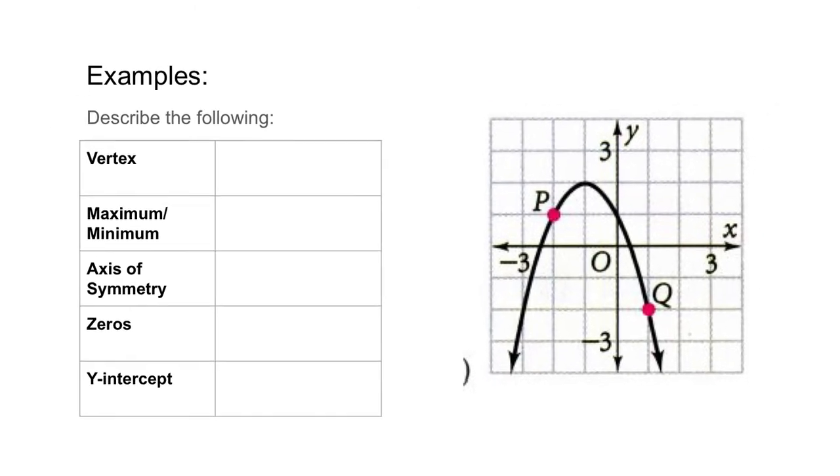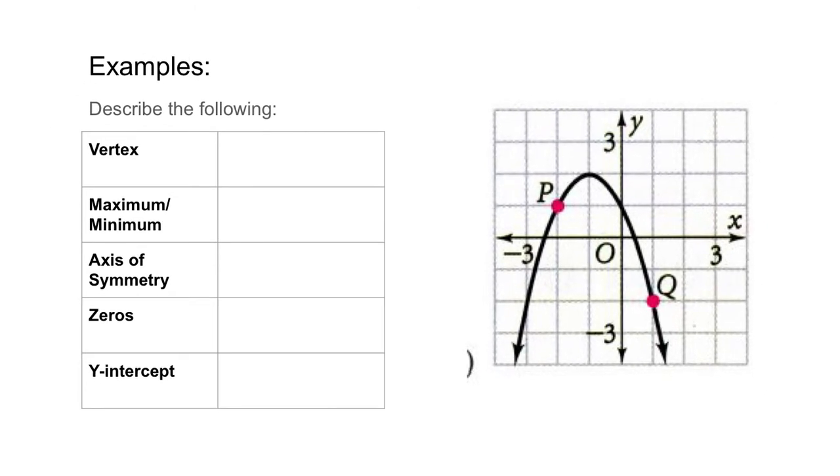All right, let's look at another one. Same deal, we're looking for all those same things. So I'm going to identify my vertex, which is my point right here where it changes direction. That's located at -1, 2. So this particular function has a maximum, and I know it's a maximum because it's a highest point, and that's located at 2, because that's the y value for this point.